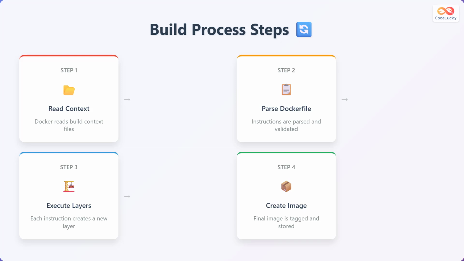The build process involves these steps. Step 1, Docker reads the build context files. Step 2, instructions are parsed and validated from the Dockerfile. Step 3, each instruction creates a new layer. Step 4, the final image is tagged and stored in the Docker registry.